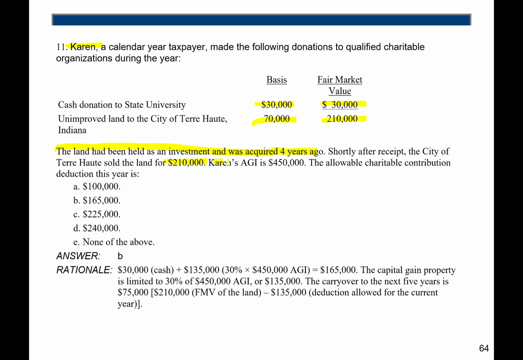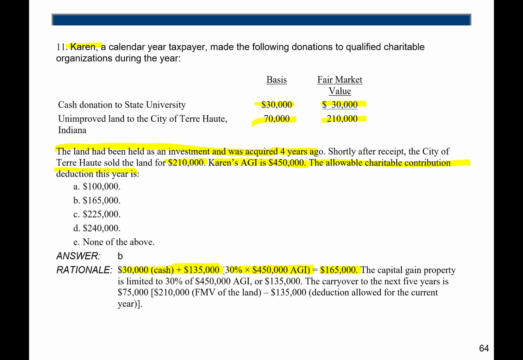Karen's AGI, and land does not qualify as tangible property anyway, right? So 450,000 is her AGI. So the allowable contribution is going to be what? She can only take the 30% of her AGI for the value of the land. 30% is what? 165, right? So she can take the 30,000 cash plus what? Just 30% of her AGI.